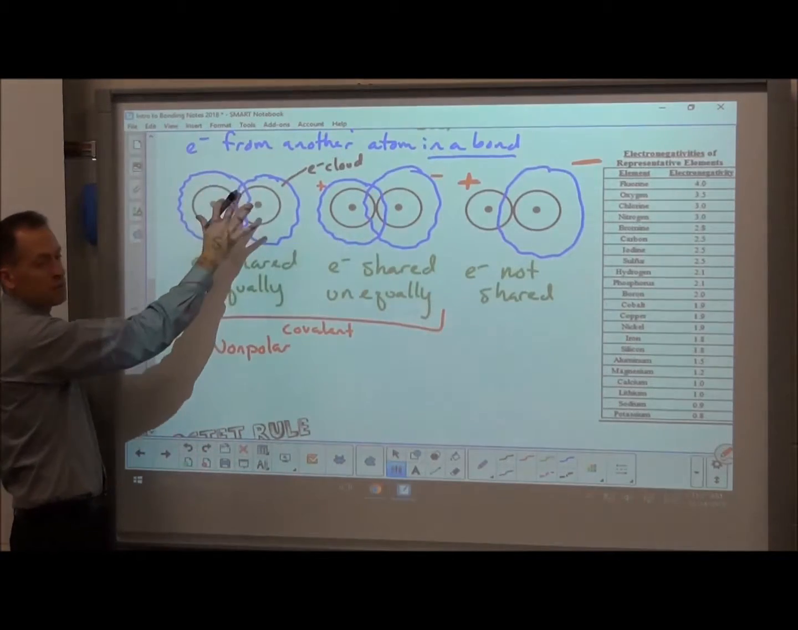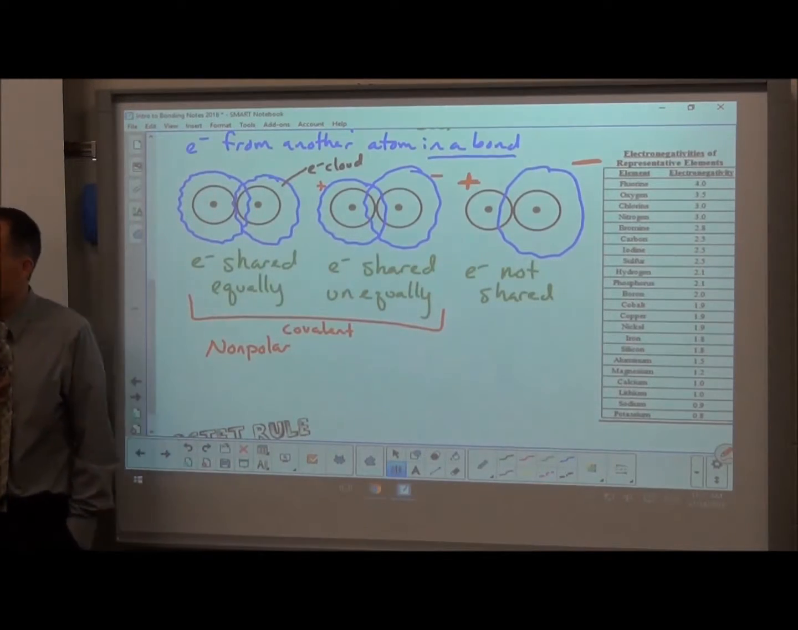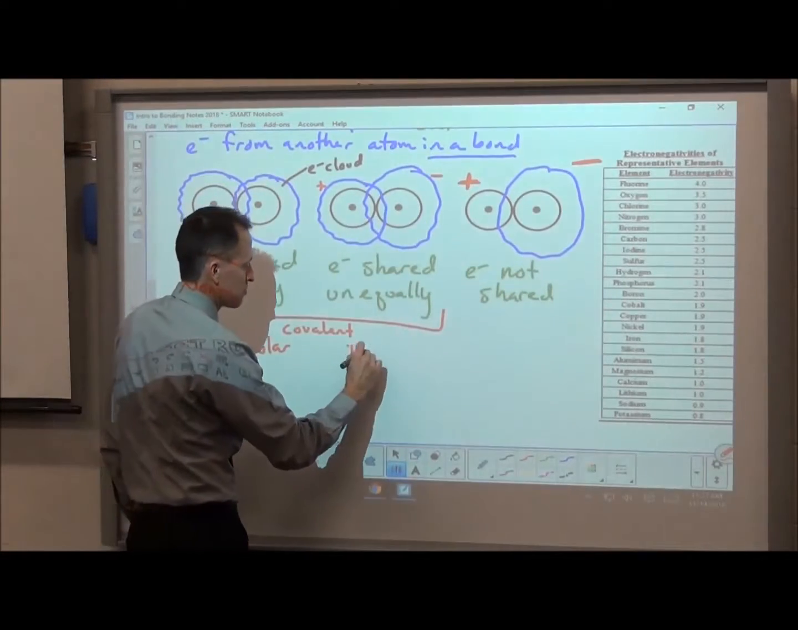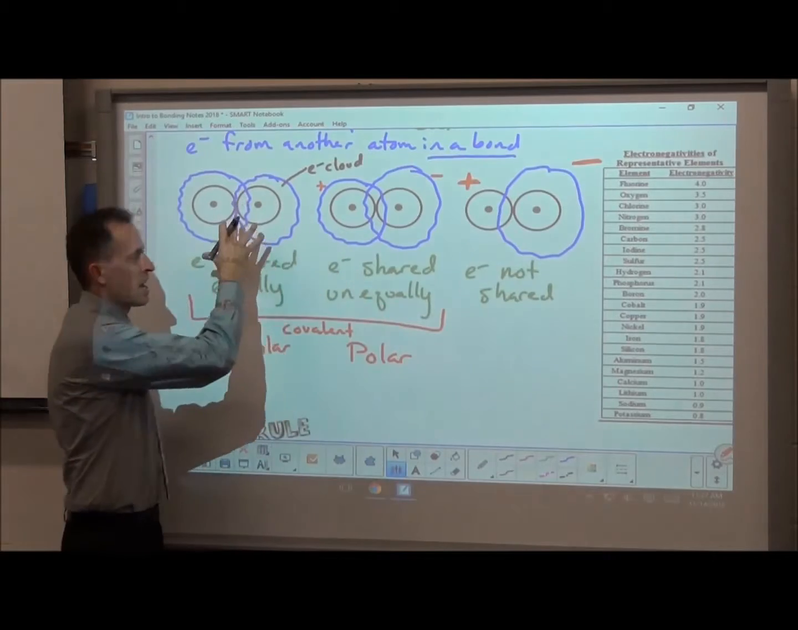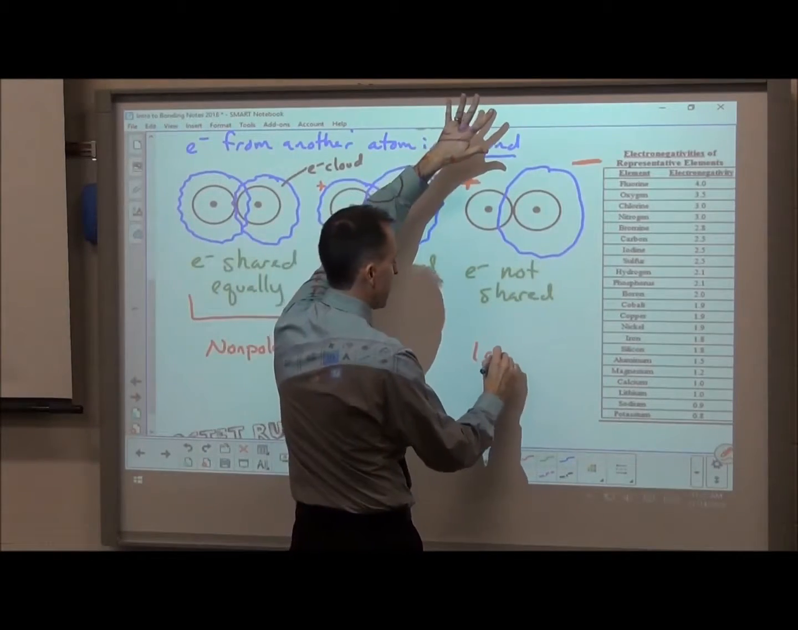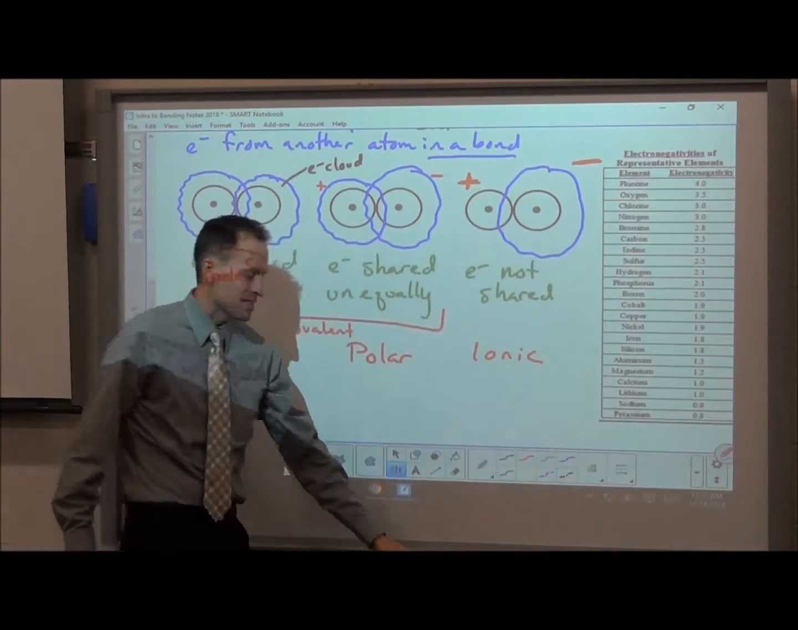So because there's no difference, what we in chemistry call poles are charges. So there's no charges here. Here there are some charges. So we call this polar. This is non-polar. This is polar. You're like, but the other one has even more charges, right? But they're not sharing at all. So this is that other kind of bond, and that's ionic.